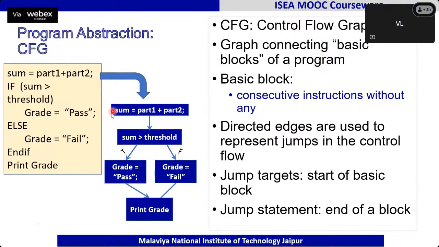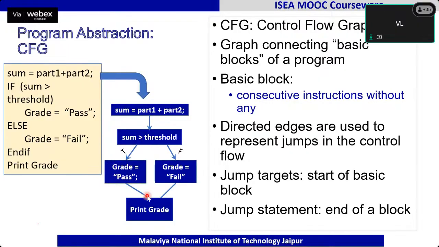I'm showing this graph as individual instructions. So sum equal to part1 plus part2. Then we are checking whether sum is greater than threshold. If it is true, then this instruction will be executed. If it is false, this instruction will be executed. So irrespective of which instruction is executed, ultimately we will be executing this instruction. Now here it is not exactly shown as a basic block, but this particular instruction is a kind of basic block.